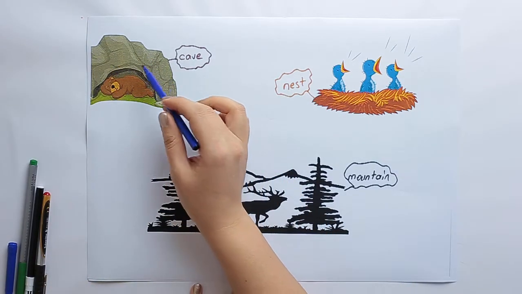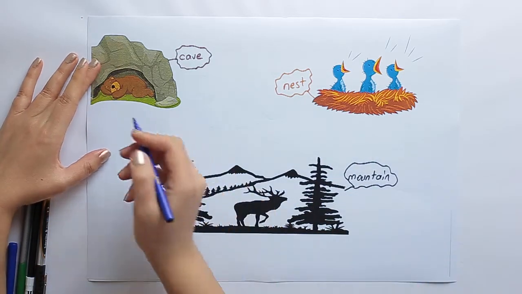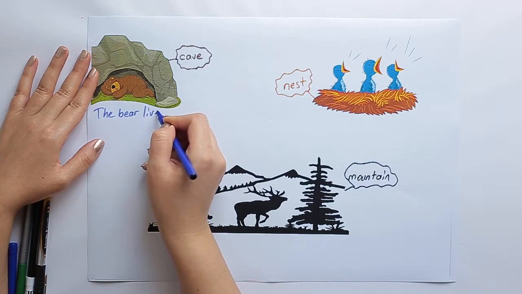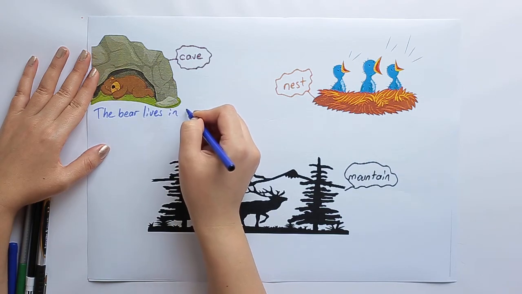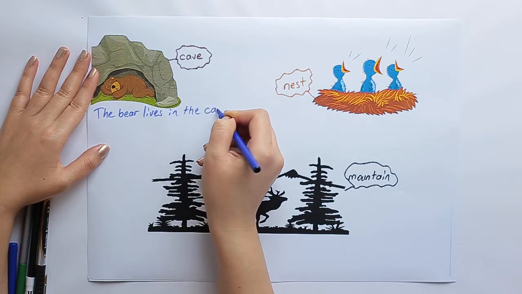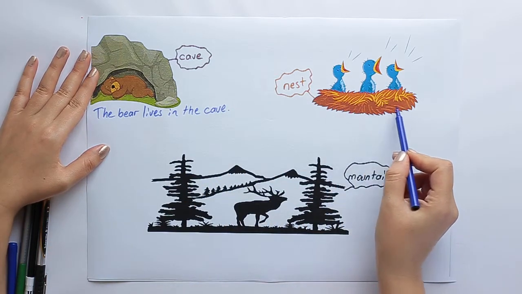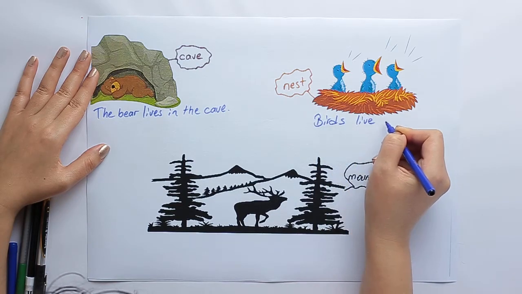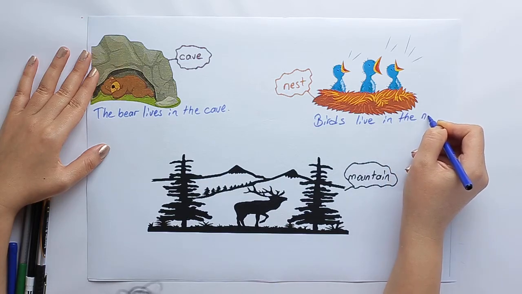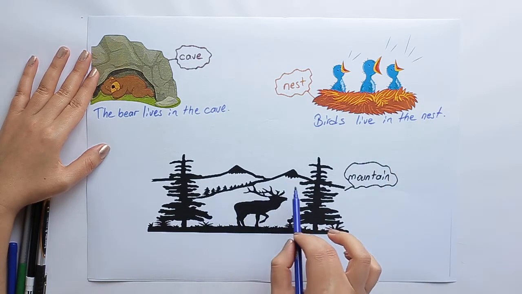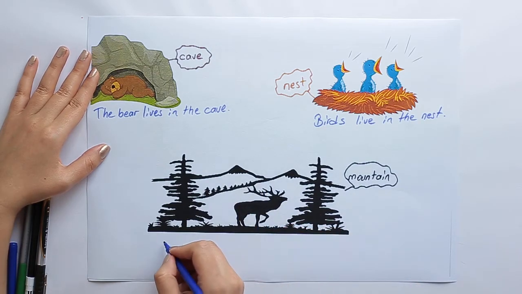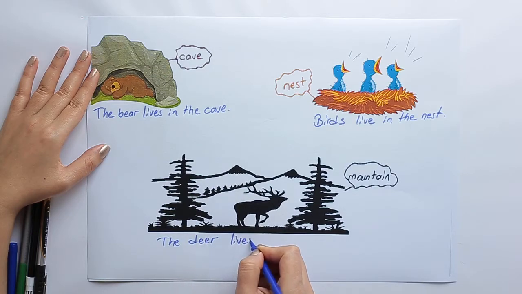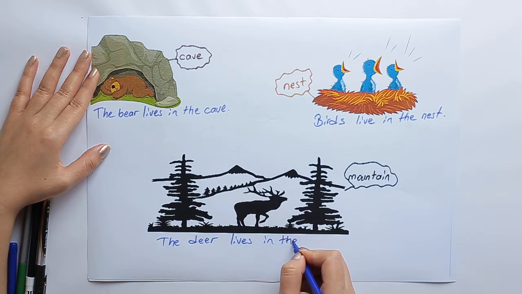Here is a cave, and there is a bear. The bear lives in the cave. And this is a nest. Birds live in the nest. Here we have a big mountain and a deer. The deer lives in the mountain.